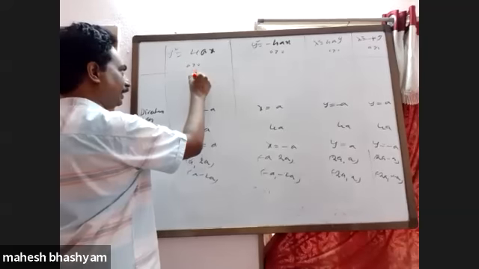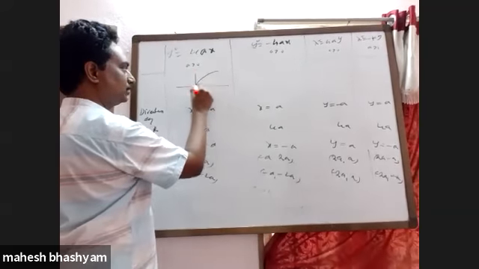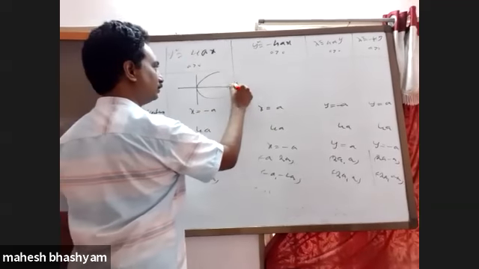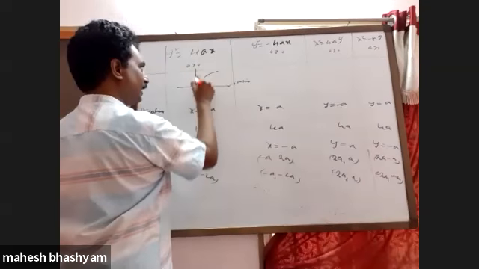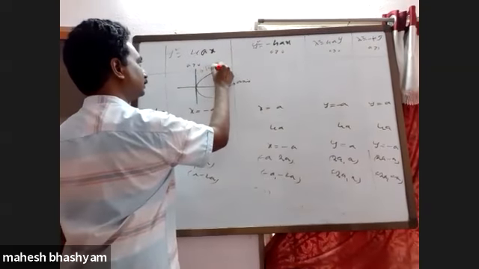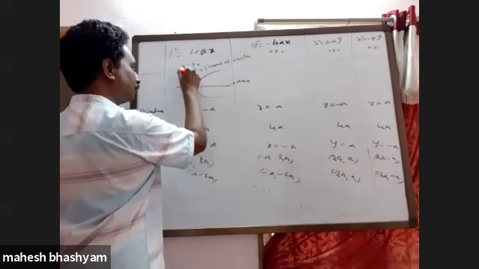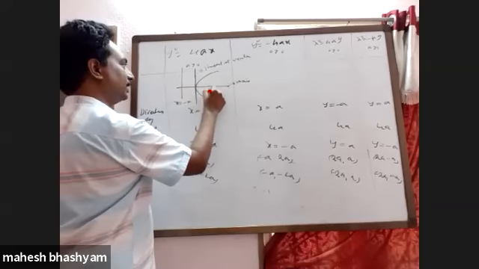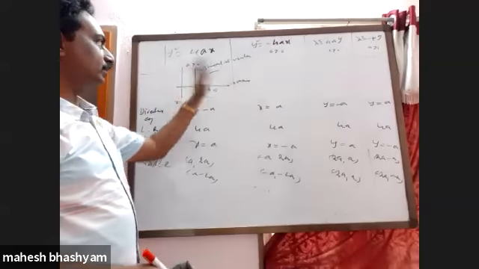I will draw the diagram of the parabola standard form. The vertex is where it intersects the axis. This is the axis of the parabola. The axis is the x-axis, and the y-axis is the tangent at the vertex. Directrix is here: x is equal to minus a. Focus is a comma 0. This is the standard case. Just reverse it.